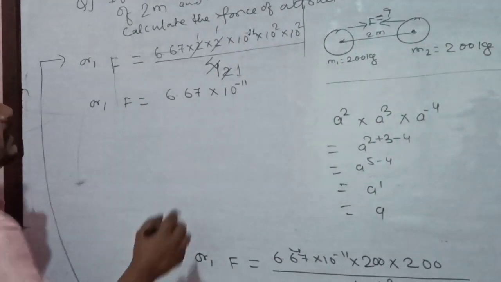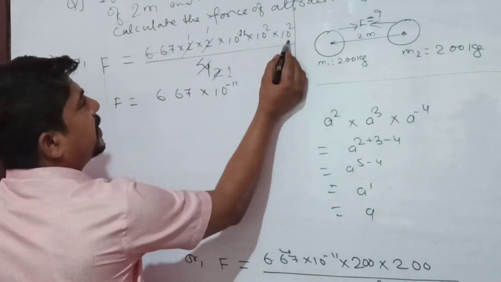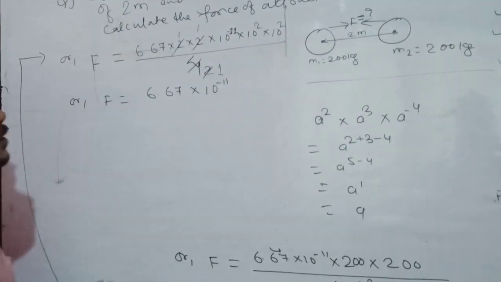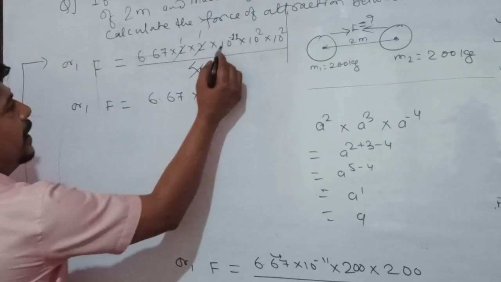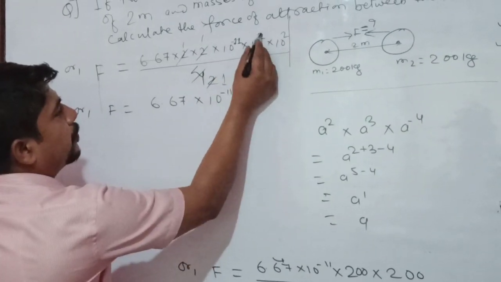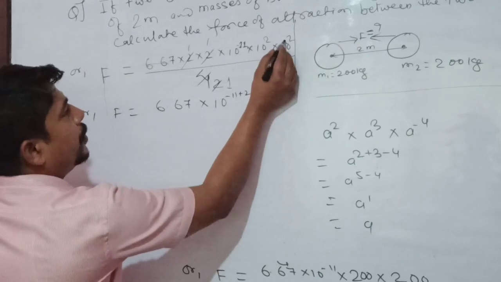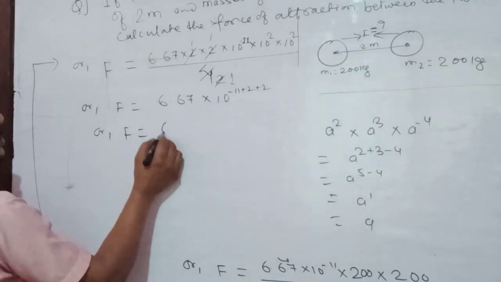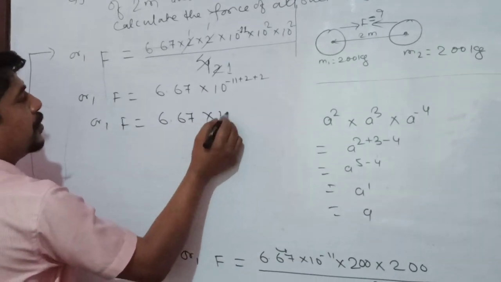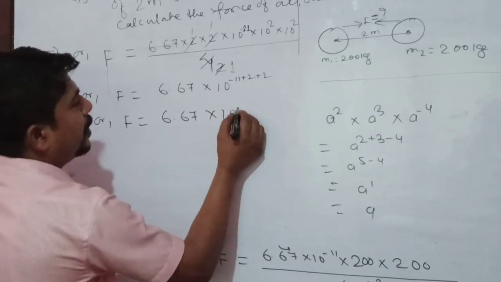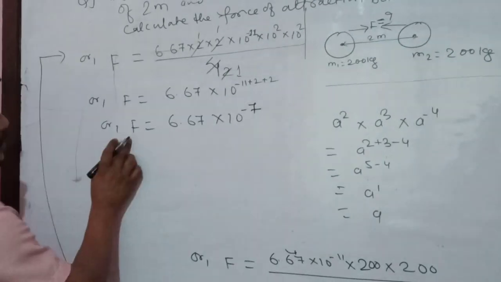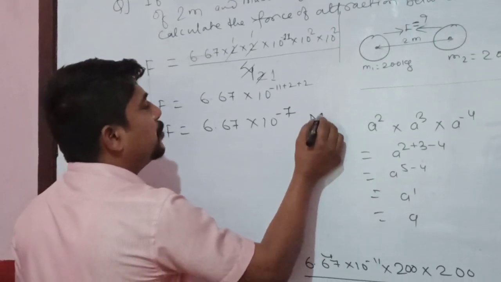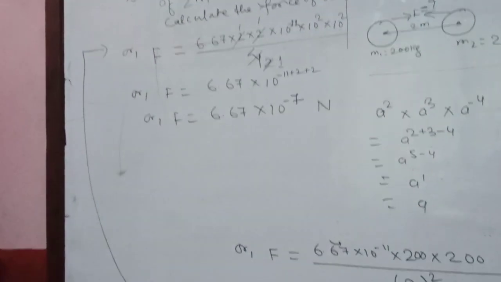Yes, a similar condition is out here. The bases of 10 are the same, so the powers should be added with their sign convention too. So 10 to the power minus 11, this 2 means plus 2, this 2 means plus 2. So F equals 6.67 into 10 to the power 11 minus 4, which is equal to minus 7. Now this is force, and we all know that the SI unit of force is Newton, so we can write it directly here: Newton.